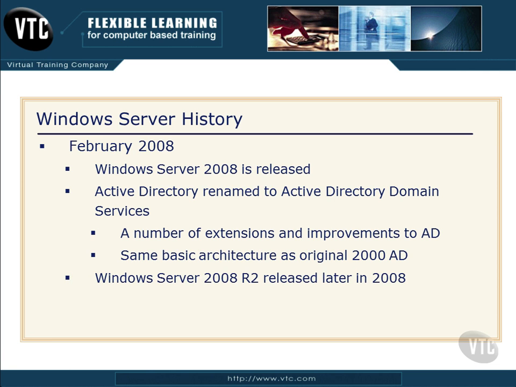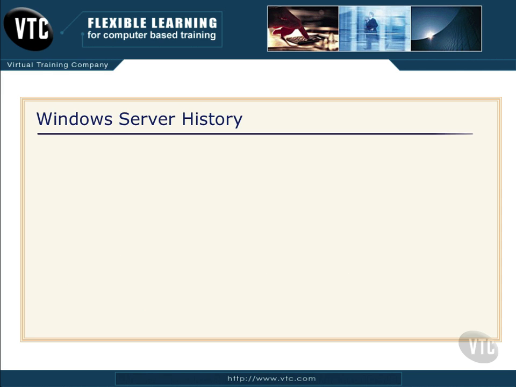Windows Server 2008 R2 was released later in 2008, and this was the first operating system for the server from Microsoft to be shipped only in a 64-bit version. So if you want a 32-bit Windows Server operating system, you have to go back to Windows Server 2008, not R2, but the standard Windows Server 2008. There is a 32-bit release on that, but starting with 2008 R2, it's all 64-bit.